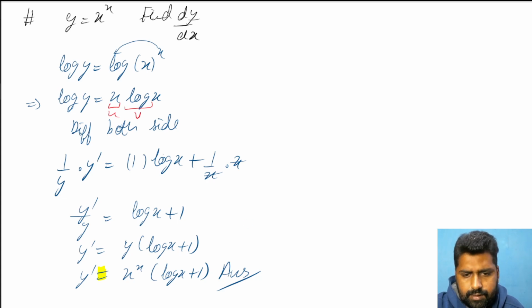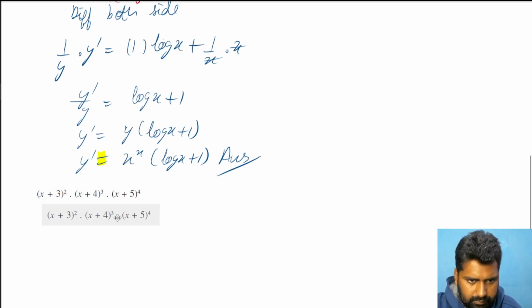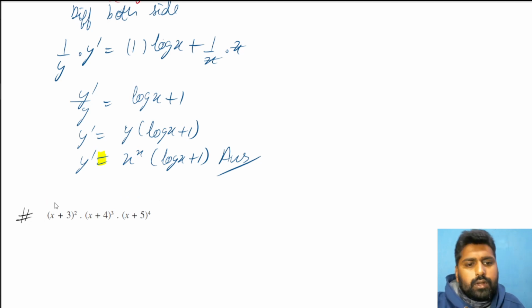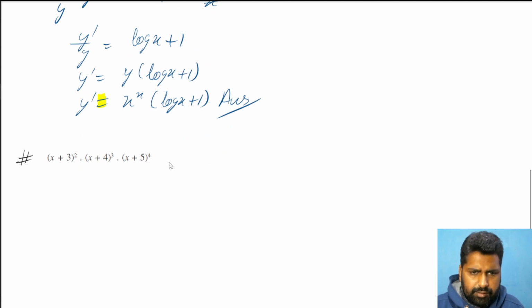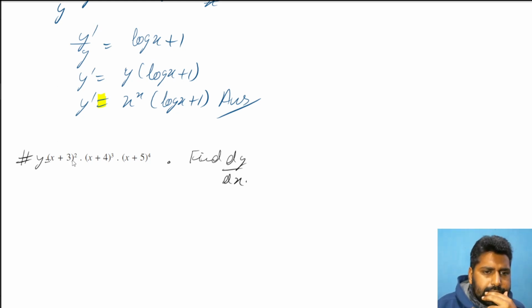Let's look at this. Now again, this is your function, suppose y, and you have to find dy by dx. So you have to differentiate with respect to x. You can see they are getting multiplied and the powers are 2, 3, 4. So weird kind of power. Now let's see how log can help you.